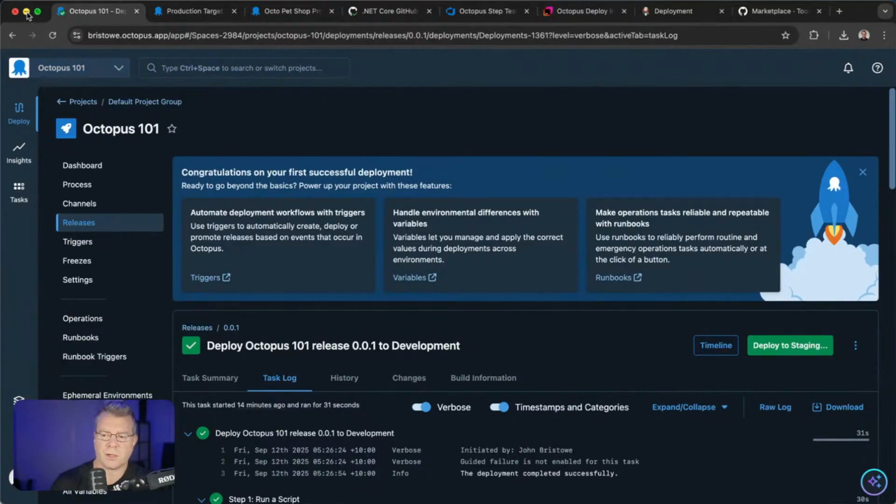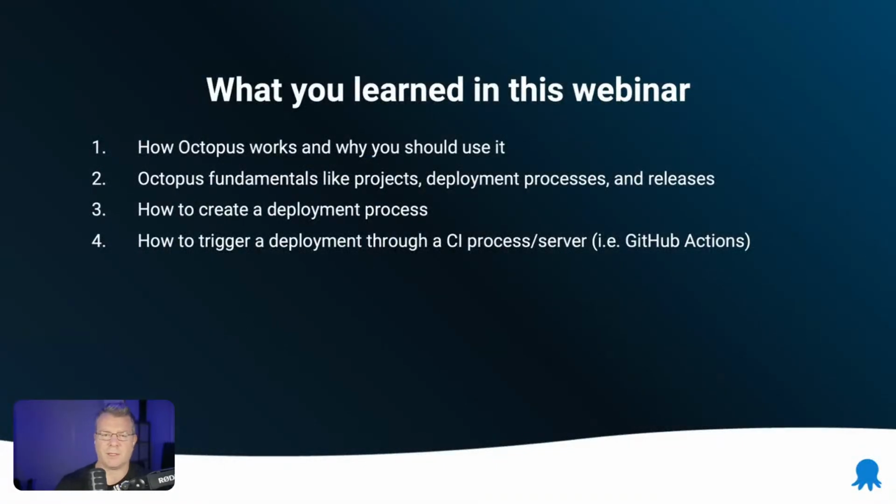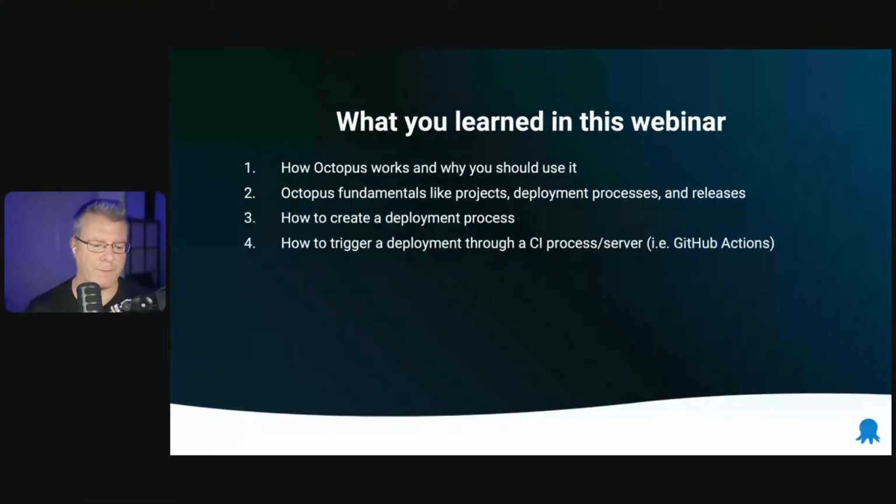All those fundamentals are obviously important. So fundamental processes, terms like projects, deployment processes, releases, etc. We showed you how to create a deployment process from scratch. I also showed you some examples of deployment processes that are a little bit more elaborate. And as you start to utilize Octopus, your deployment processes can get up to tens, if not hundreds of steps. We've seen a lot of customers with complex processes. So really, really powerful capabilities there.